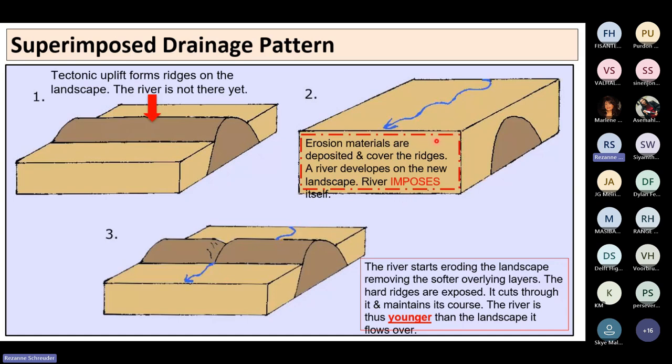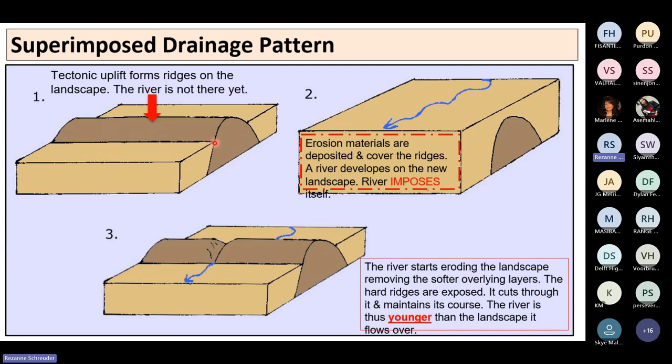The hard ridges will then be exposed. It cuts through the ridging and it maintains its course. So this river then is younger than the landscape that it flows over.